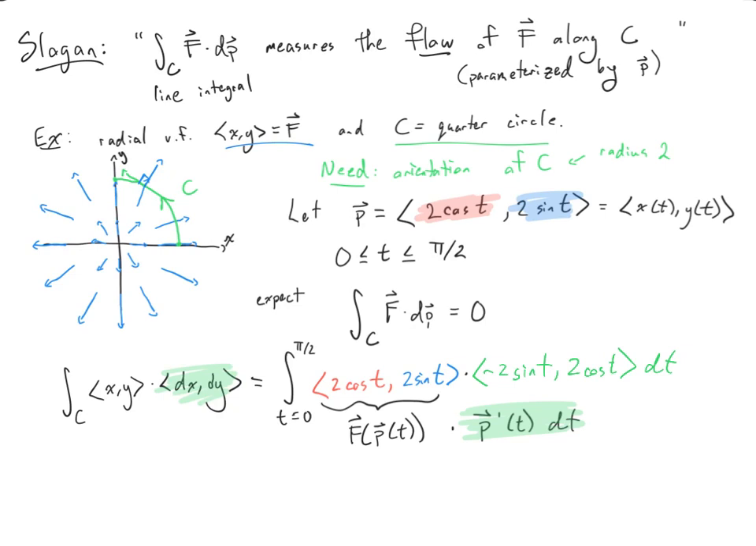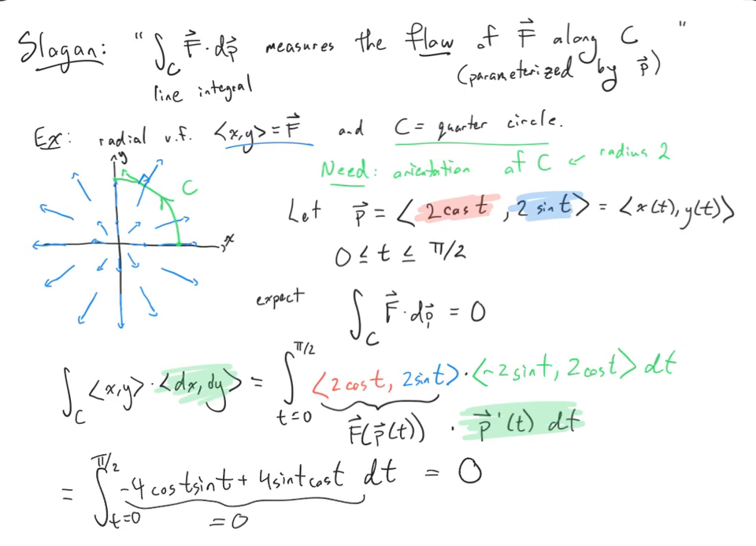So my integral, if I do this little dot product, I get the integral t goes from 0 to pi over 2 of negative 4 cosine t sine t, and then plus 4 sine t cosine t dt, and that all cancels, so I just get 0. And it's canceling just because this adds up to 0 in the integrand. So hopefully this makes clear how this heuristic works.